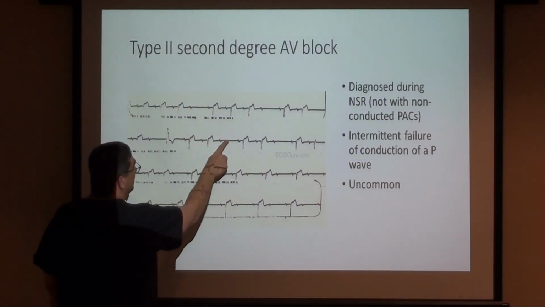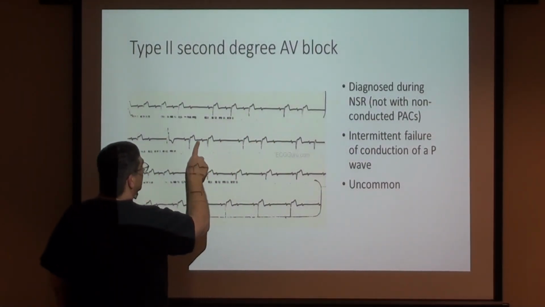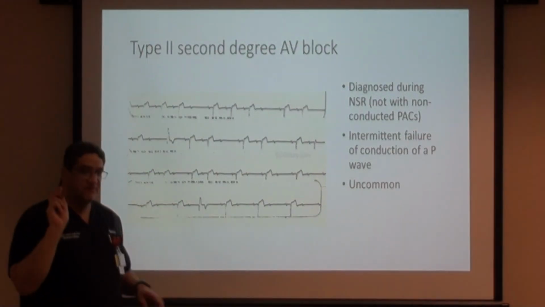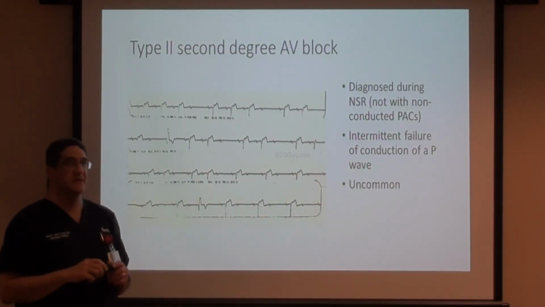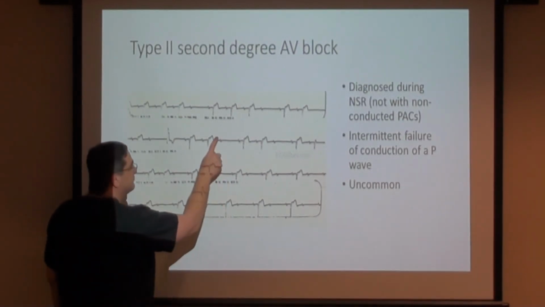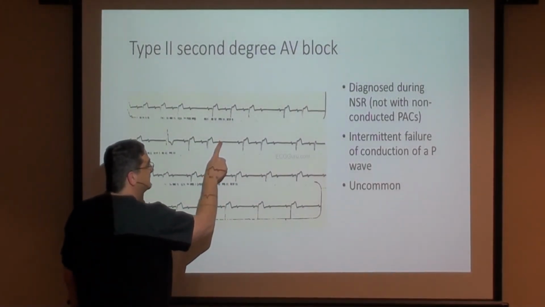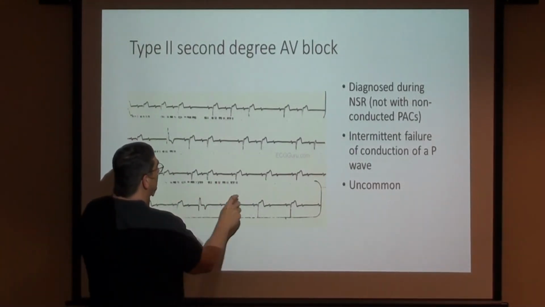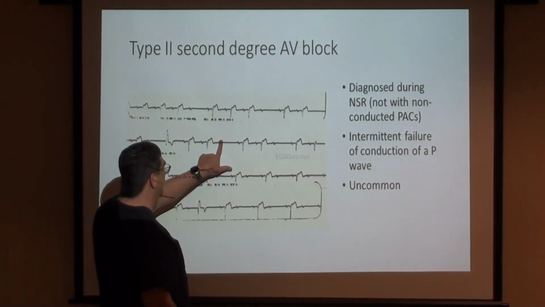P wave, P wave, P wave, P wave, P wave, P wave. We're missing a QRS. So, one way to tell for sure whether or not something is a Wenckebach block is you find the blocked P wave. There's no QRS after this, right? The next thing's another P wave. So here's the blocked one. Put your finger on it.